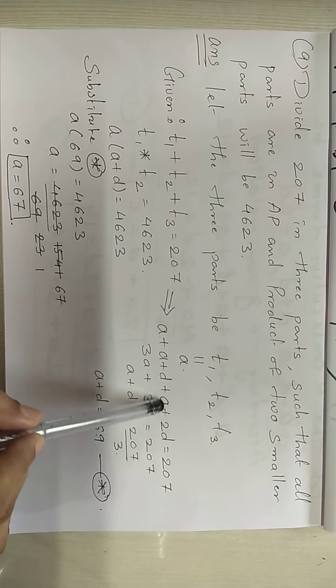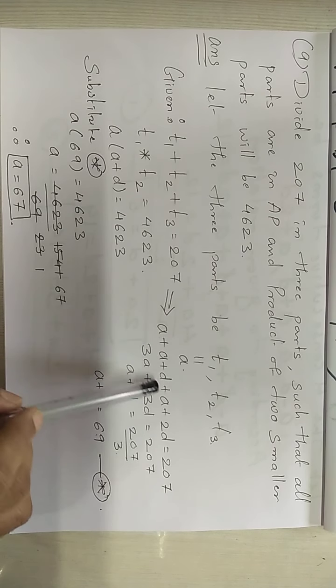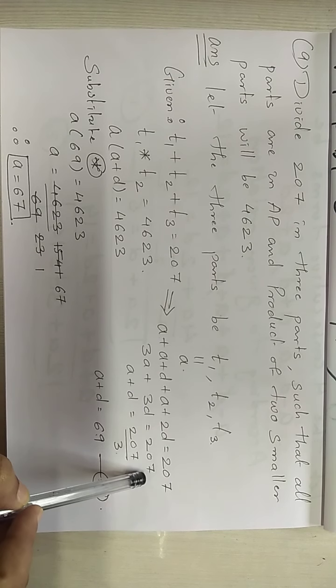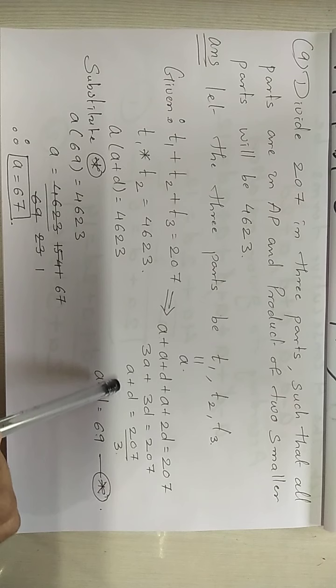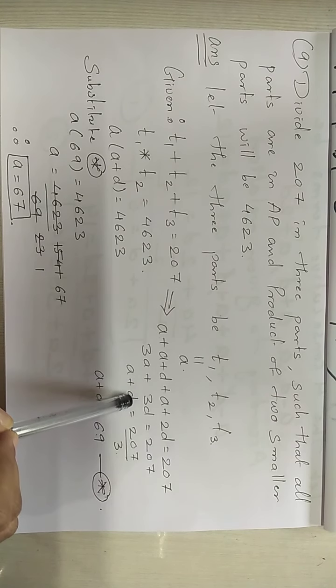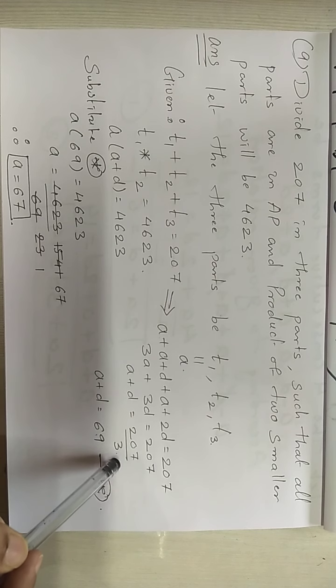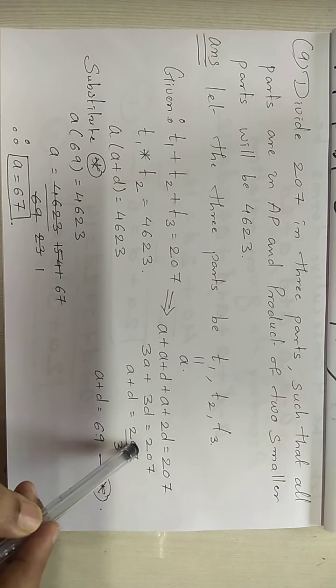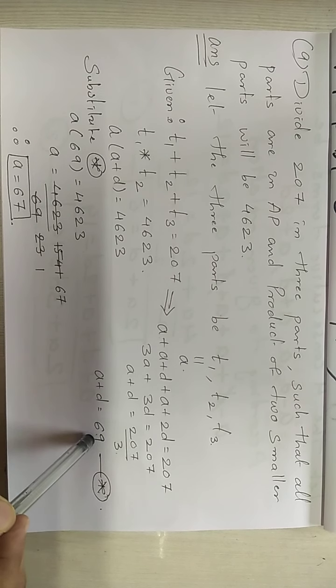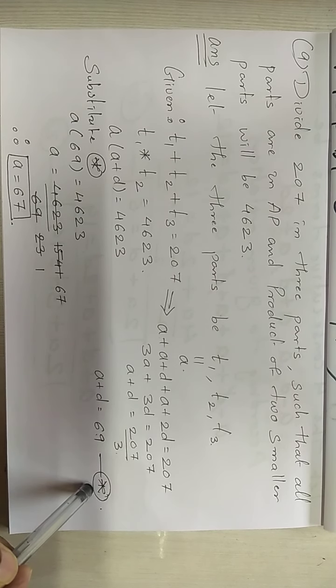A plus A plus A gives you 3A and D plus 2D gives you 3D, equal to 207. So 3 will come out common from here, only A plus D will remain, and that 3 will go on the other side and get divided. 207 upon 3. So A plus D is equal to 69. This will be the star step.